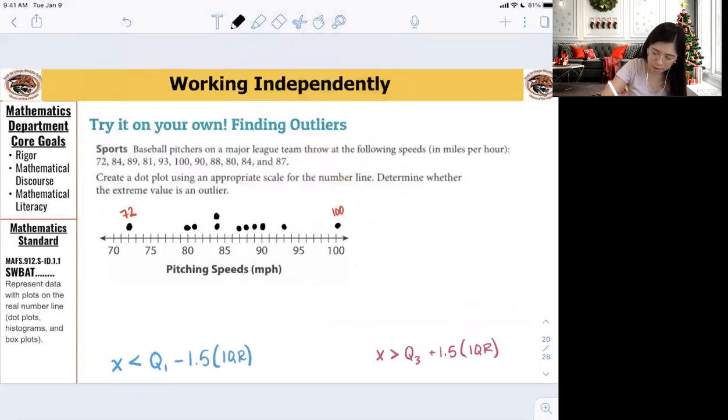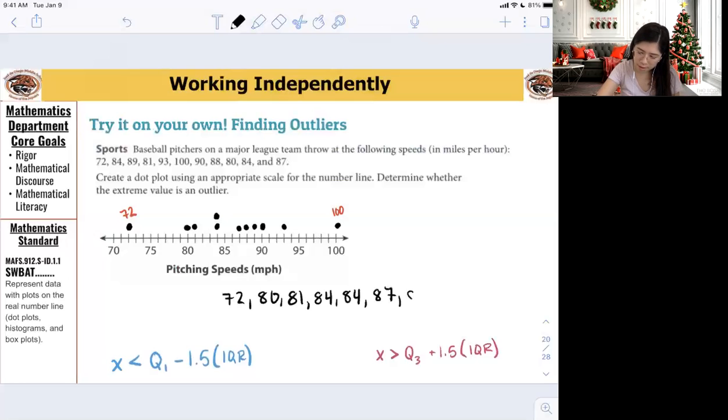Okay. 72, 80, 81. Now I'm just looking at my dot plot, and it's a little easier because that's already in order. 87, 88, 89, 90, 93, and 100. Okay, you guys go ahead, take about 3 minutes to find Q2, so find the median, then Q1, then Q3, then the IQR.